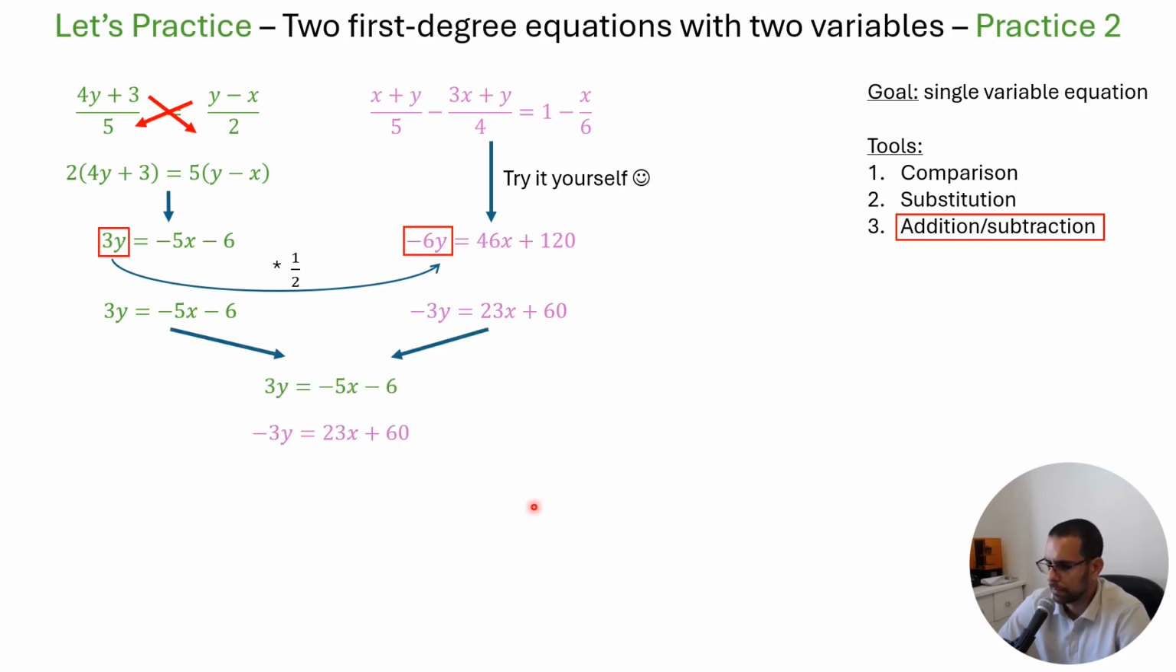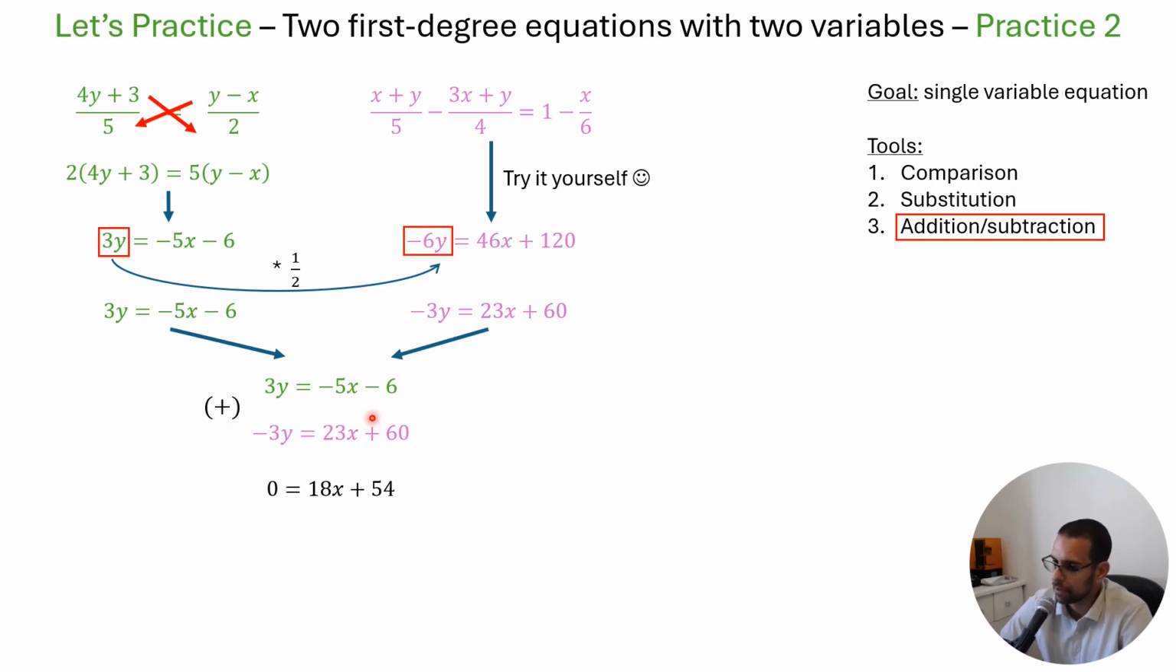Now let's put them on top of each other. If I add this part to this part, it will be equal to the addition of this part to this part. I'm still maintaining the equality by the addition or subtraction. But here we're going to do an addition. So let's do the addition. Add them up, and 3y plus -3y is 0.